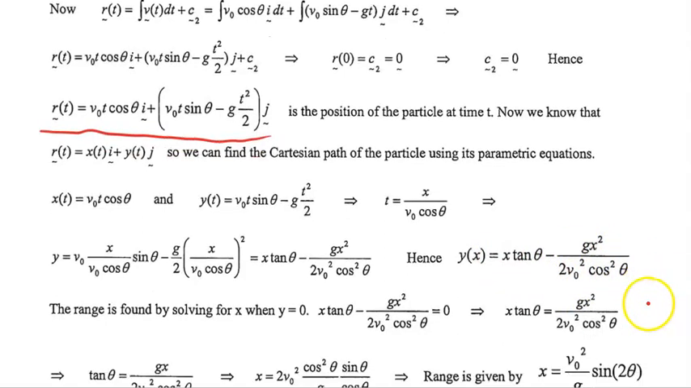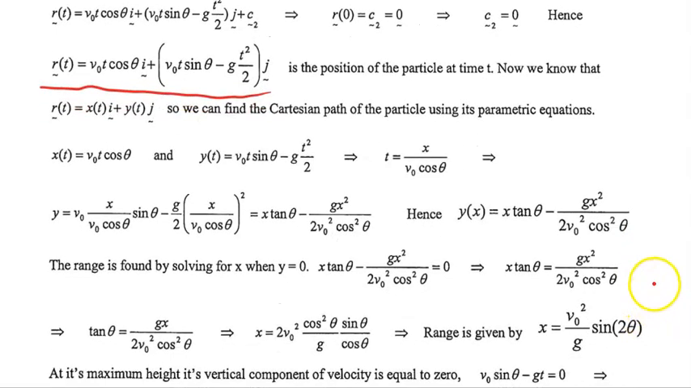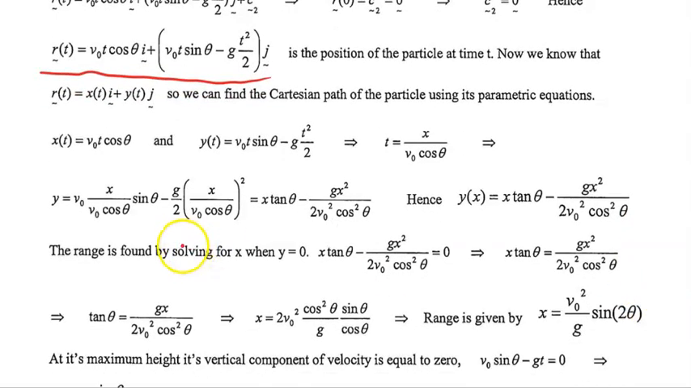Now the range is found. How far does a projectile go? It's firing away, you launch it along the ground here, and eventually it comes down. So what's this distance along here? If you think about it, this point here occurs where y equals 0. All along the x-axis here is y equals 0. So the range is found by solving for x when y equals 0.